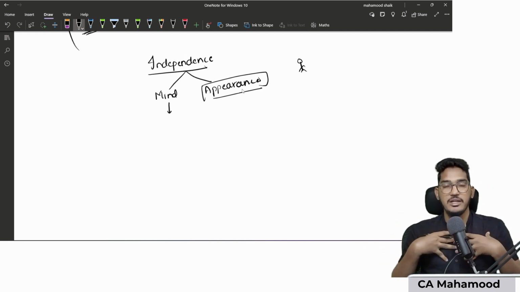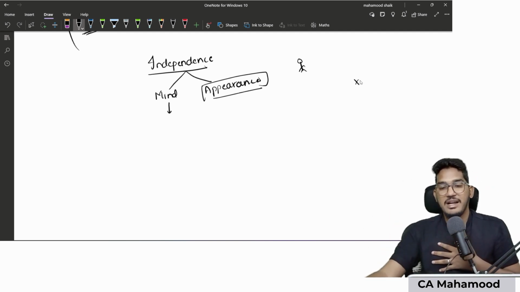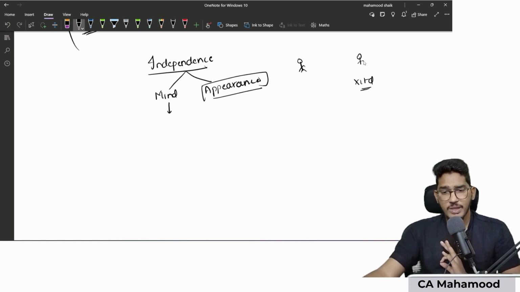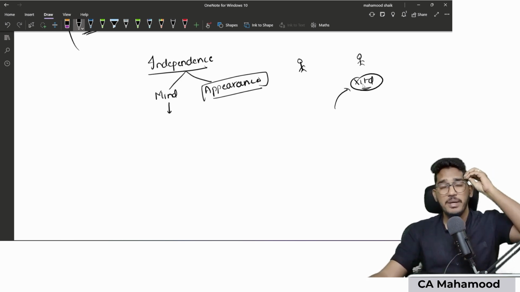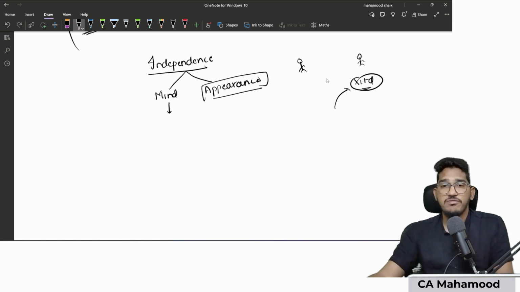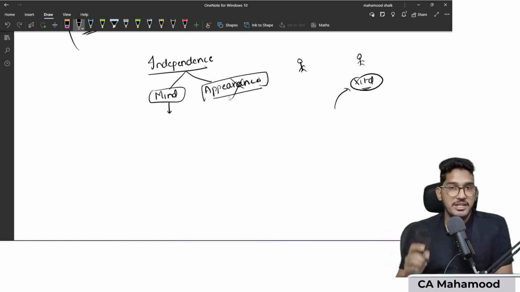So independence of mind means it is a state of mind. For example, I am doing audit of the client X Limited. In this client, my father is a CEO. I am conducting audit of this client X Limited. Before going to the audit, I agreed in my mind, I will independently do the audit. I will not show any kind of bias. Okay, independence of mind is there, but you are not independent of appearance here. Why are you not independent of appearance?